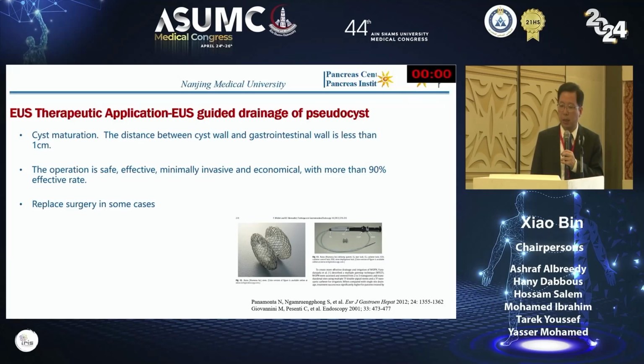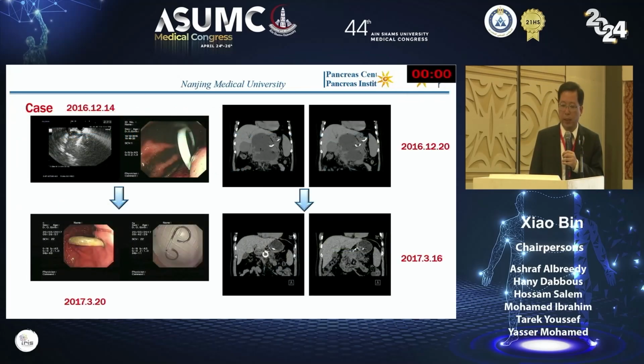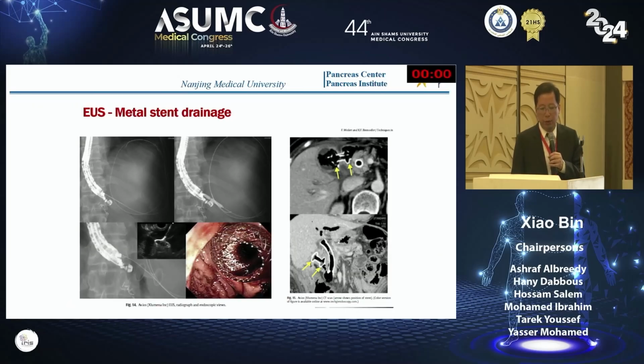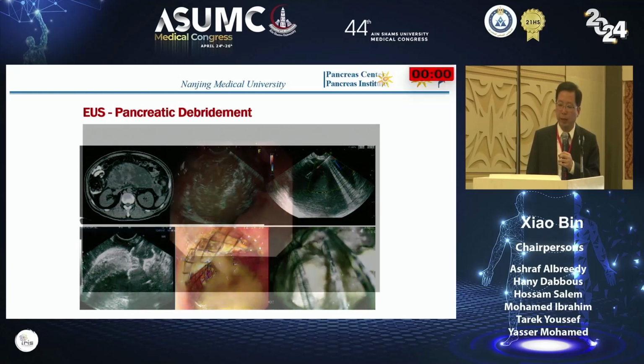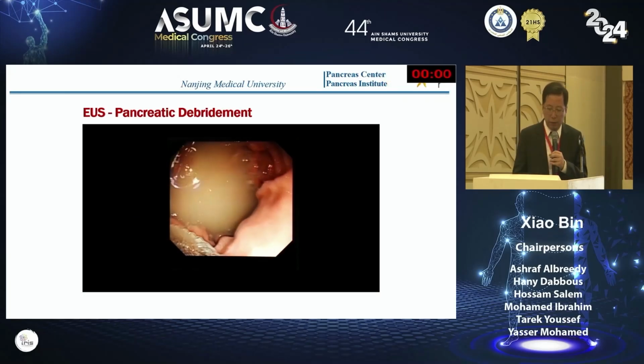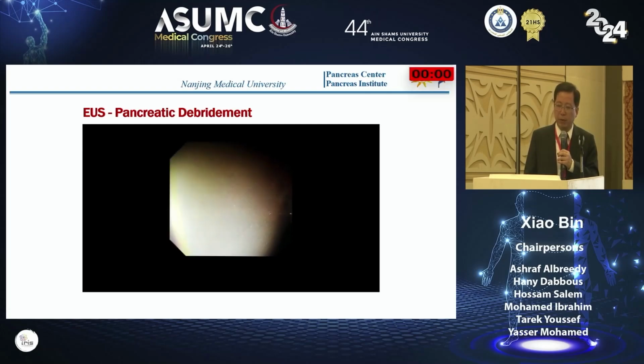We can use EUS-guided drainage to treat pseudocysts without surgery. This is our case. Use a double pigtail plastic stent, or you can use a lumen-apposing metal stent to do the drainage. And also, if you use the LAMS, the metal stent, we can do pancreatic debridement. This is our case of acute pancreatitis debridement.